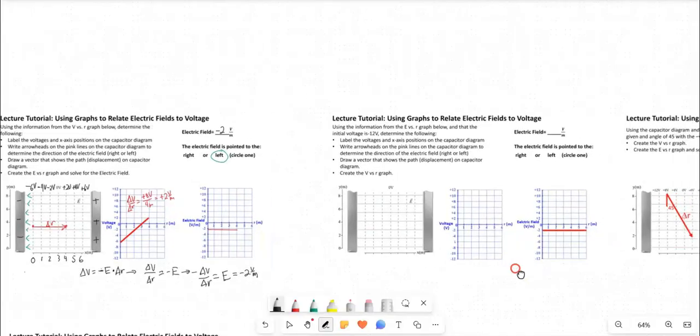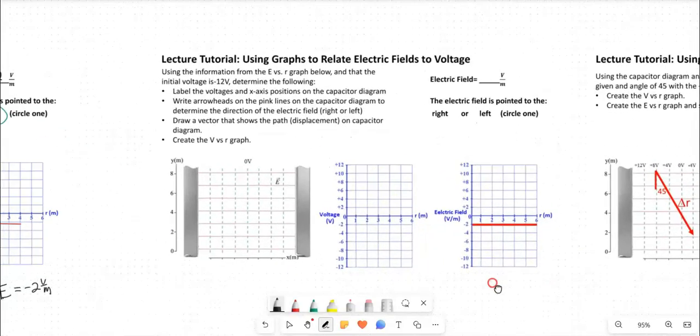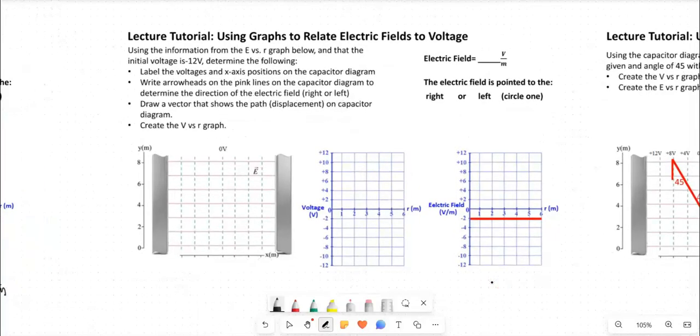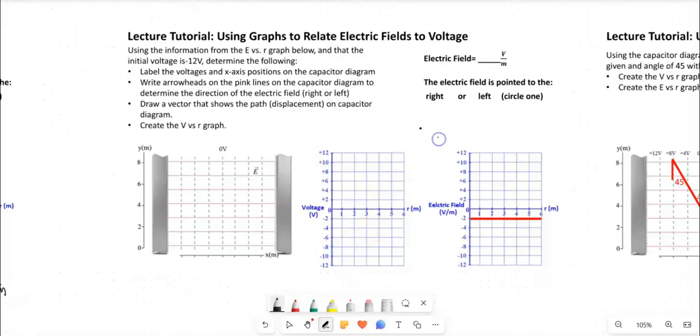Let's move over here. We got 2 pages left. They're not very difficult. Okay. On mine, it says this. Using the information in the E versus R graph, the initial voltage is -12. So initial voltage is -12. And we have to figure out everything from here.